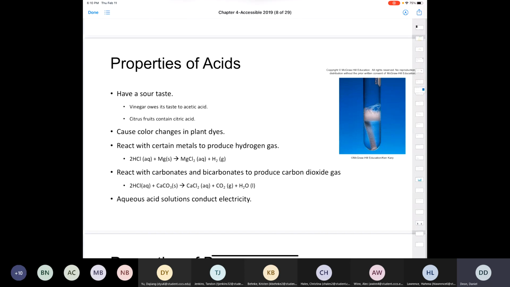We're continuing on with chapter 4, and we just finished molecular equations, total ionic equations, and net ionic equations, and now we're on to acids and bases. First, we're going to look at some properties of both acids and bases.